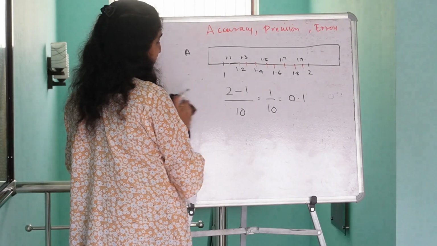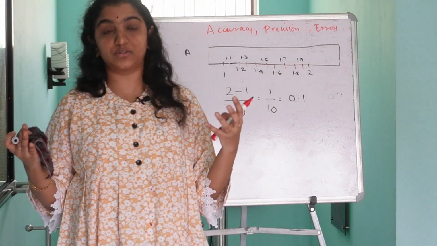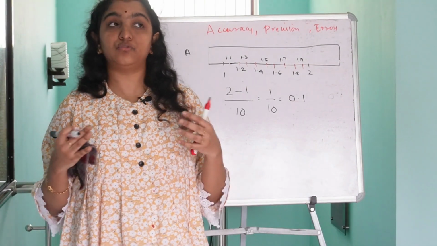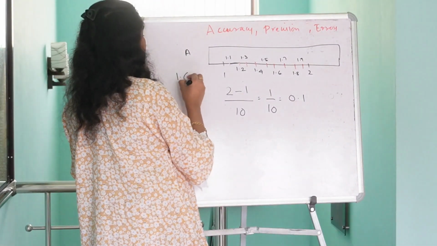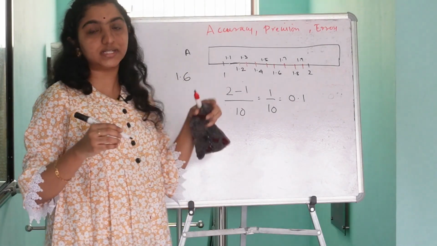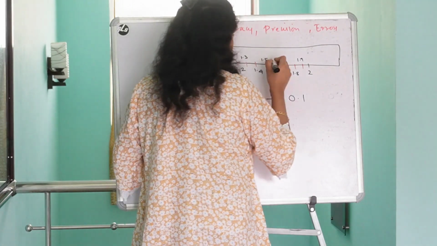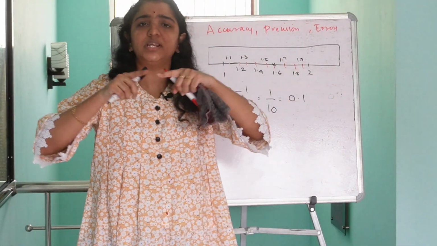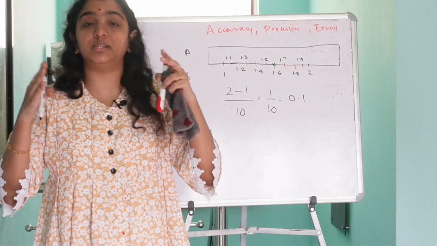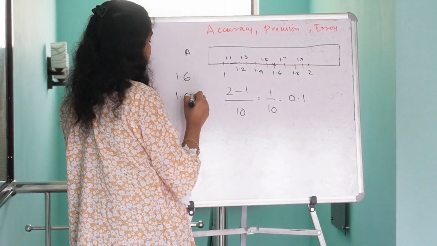Now suppose I am measuring the length of a box. Say the length of the box is 1.6. So I will get the measure as somewhere here, isn't it? Now suppose I am measuring the breadth of this box, having a breadth of 1.672.